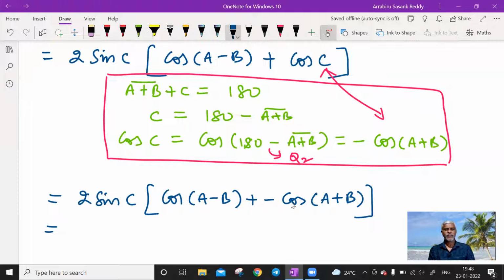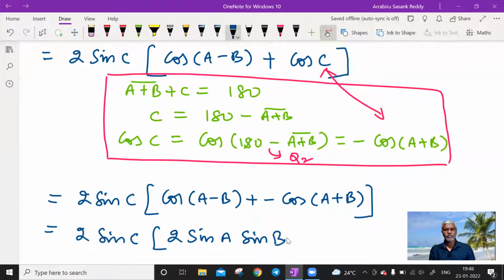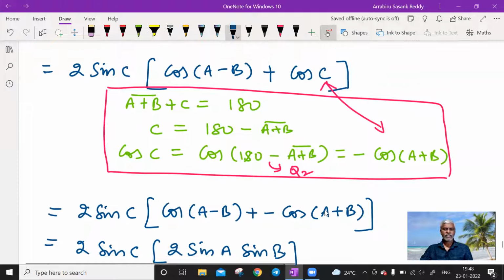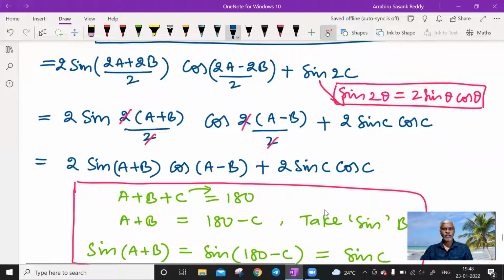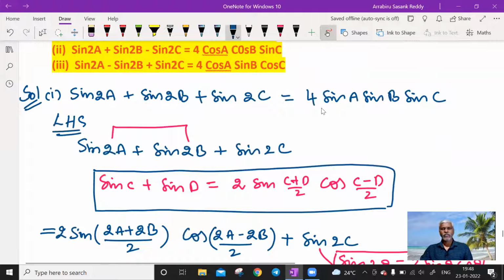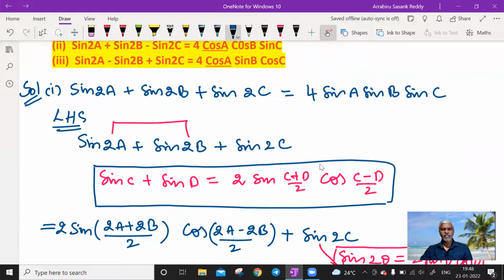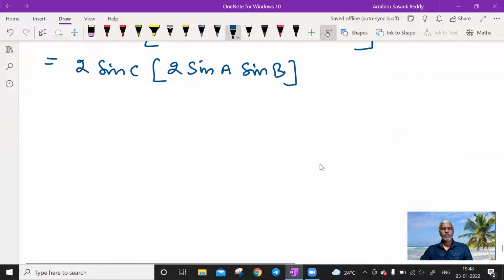Now cos(A minus B) minus cos(A plus B), times 2 sin C. We know cos(A minus B) minus cos(A plus B) is 2 sin A sin B. If you don't remember this formula, you can check it against the right-hand side answer, which is 4 sin A sin B sin C.